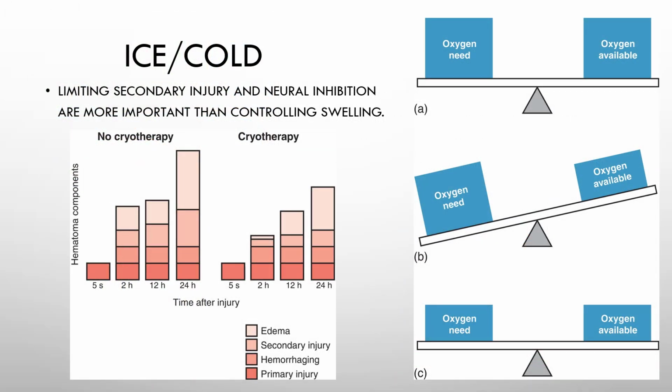For ice and cold, limiting secondary injury and the neural inhibition are more important than controlling swelling. There are two theories, the circulatory or decreased blood flow theory and the decreased secondary injury theory. The decreased blood flow theory is an older, more traditional theory. Cold decreases blood flow. The logic of the theory is that cold causes vasoconstriction, which decreases blood flow and therefore decreases the hemorrhaging and therefore swelling is reduced. The flaw is that clotting occurs before tissue is cooled enough to substantially decrease blood flow.